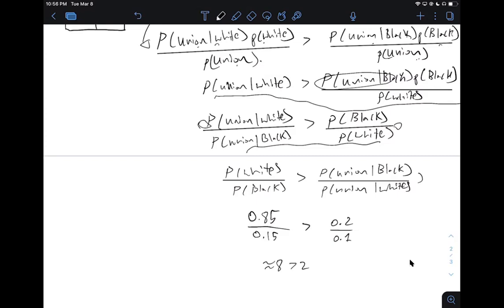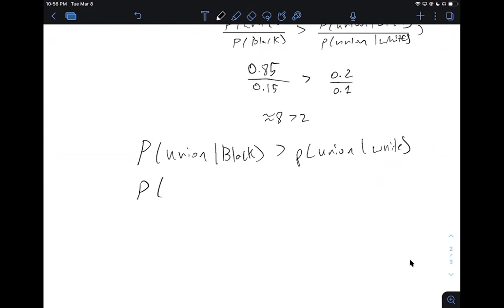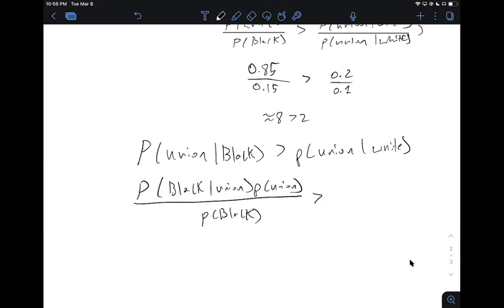Now, what if we start actually from this second point here? And here I'll just go through this algebra really quickly. Let's start from this. Probability that you are a union member given that you're black exceeds the probability that you are a union member given that you're white. And we can again use Bayes' theorem here to rewrite these. So we'll say that this is the probability that you're black given that you're a union member times the probability that you're a union member, the probability of being black, and the same for whites.